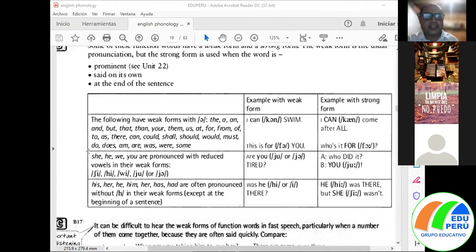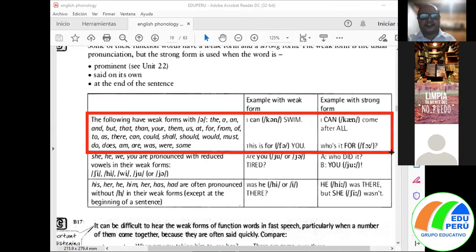So notice the following. Let's start with the first case. The following have weak forms with the sound, this is the schwa. Remember, this is the schwa. This is the common vowel, the schwa. All right? This is the schwa. So remember the rule. We use this vowel when it is unstressed, in a syllable which is unstressed.